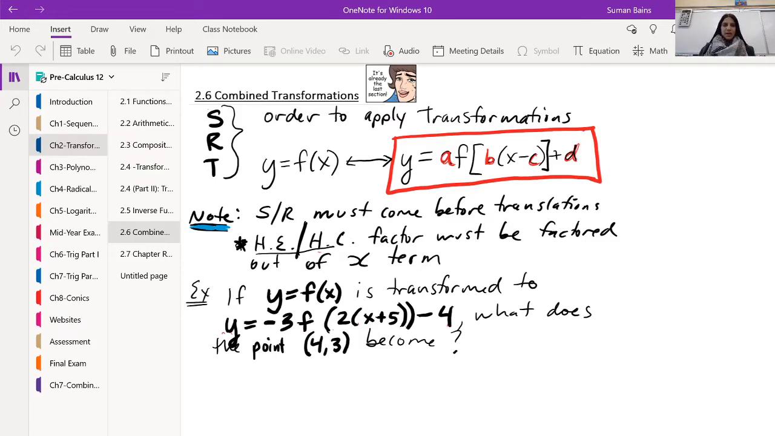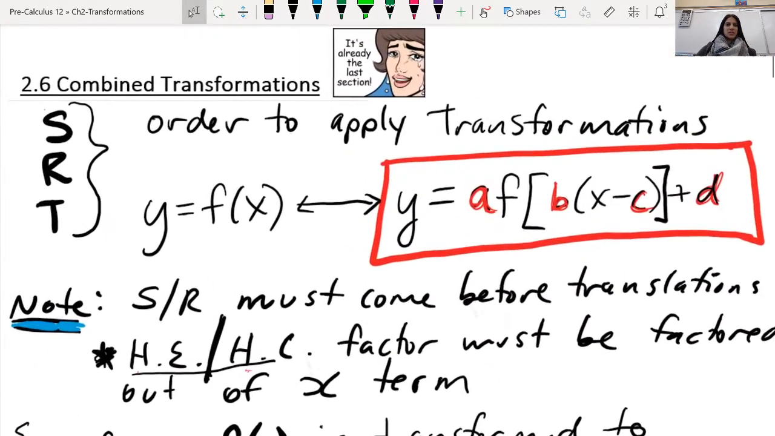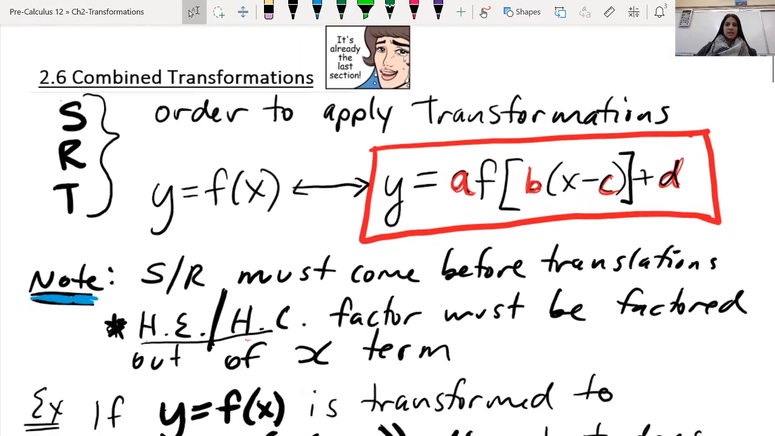Okay, everybody, we are doing the last section from chapter 2. So this is 2.6, and it's kind of a nice way to finish things off. We've been each day learning one new skill or new topic, and today we're putting them all together. So the title is Combined Transformations.